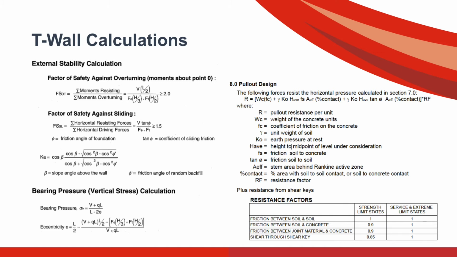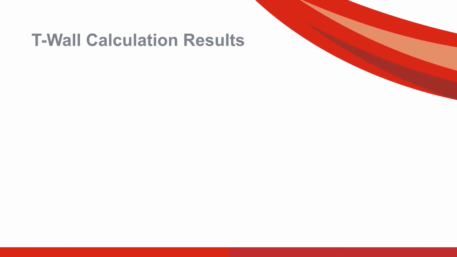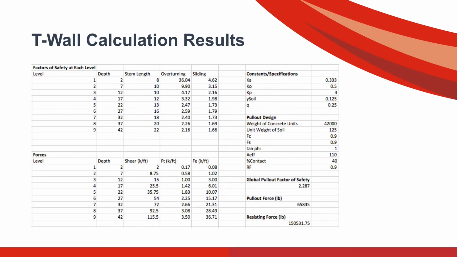Finally, to determine the factor of safety for pullout, we had to calculate the pullout resistance of the wall based on the weight of the concrete units, unit weight of the soil, friction angle of the soil, resistance factors, and the effective area of concrete behind the Rankine active zone. The factor of safety was determined by dividing the pullout resistance by the pullout force. Calculations for factors of safety were completed at each level of the wall.